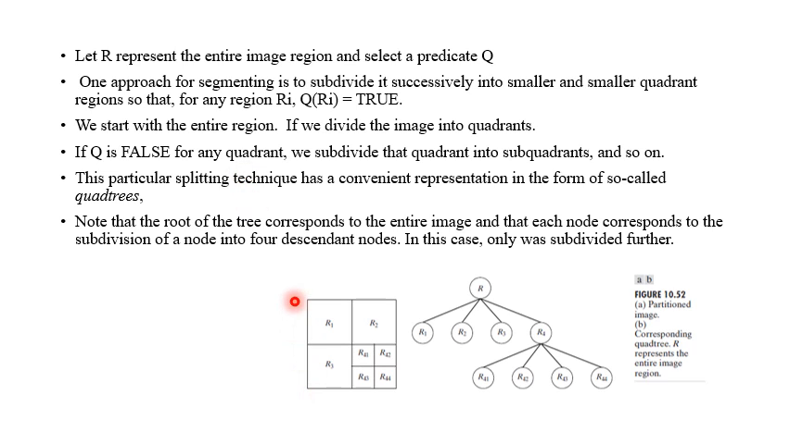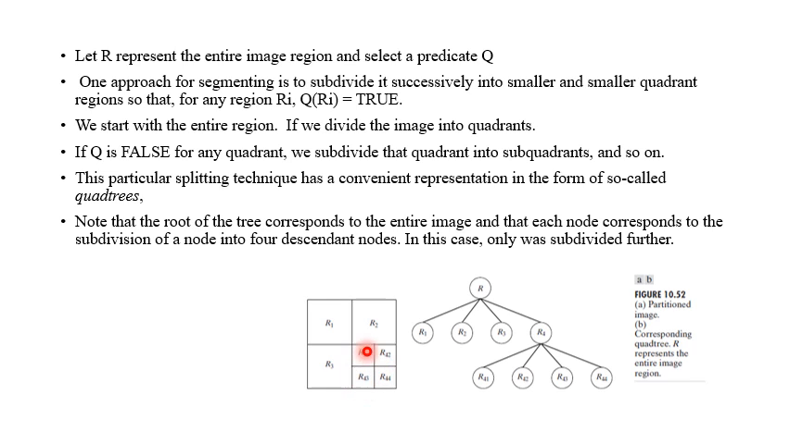Say I took this image R. The Q condition will not be common for the whole image, so the whole image cannot be one segment. So maybe I'll divide it into R1, R2, R3, R4. Within R1 the predicate is true, so I am not subdividing it into more quadrants. R2 also it is true, so done. R3 it is true, so done. We subdivide till, for any region, Q of Ri is true. If Q of Ri is false, we subdivide that.